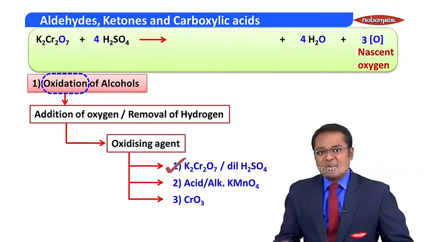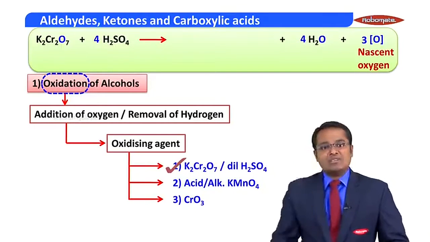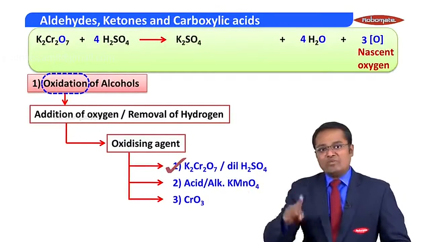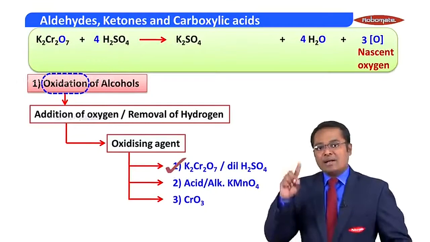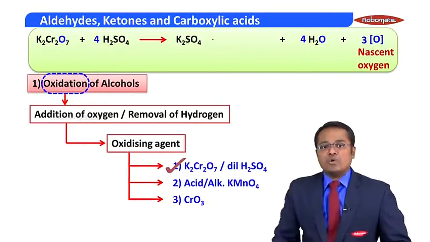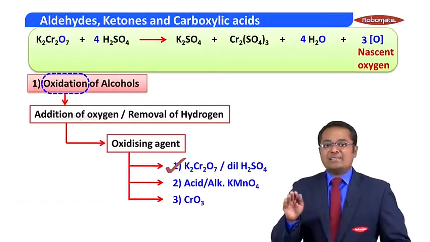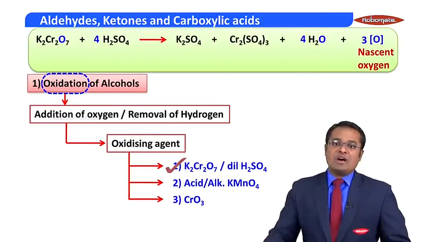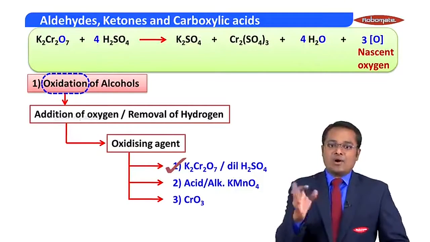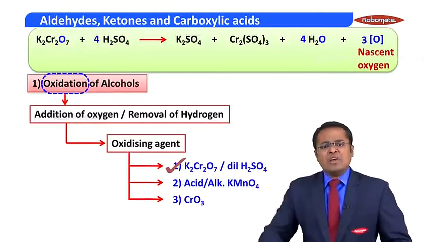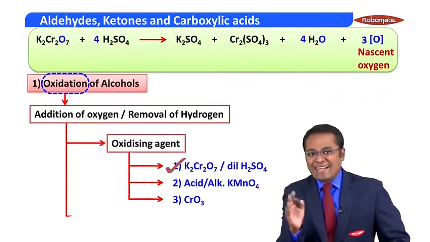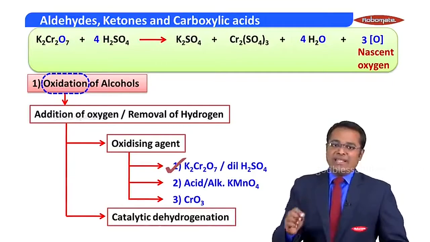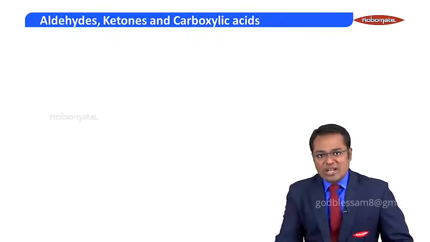Now what is remaining? 2 metals and 1 sulfate. So potassium will join with sulfate to form potassium sulfate, and chromium will join with sulfate to form chromium sulfate, and hence the reaction goes. But what is the main requirement for us? It's nascent oxygen. There's another way also by which we can do it, called catalytic dehydrogenation. Let's start with the first one, using an oxidizing agent.